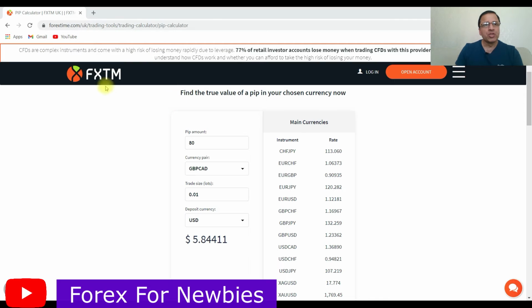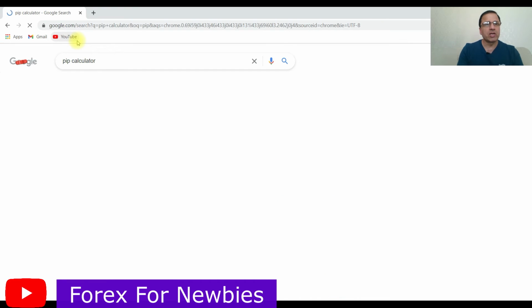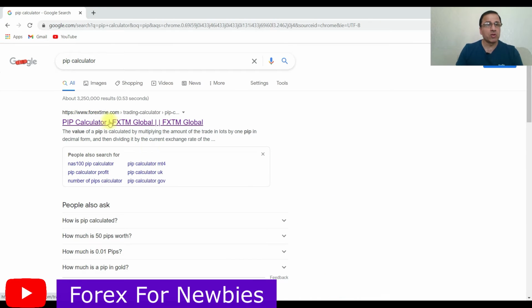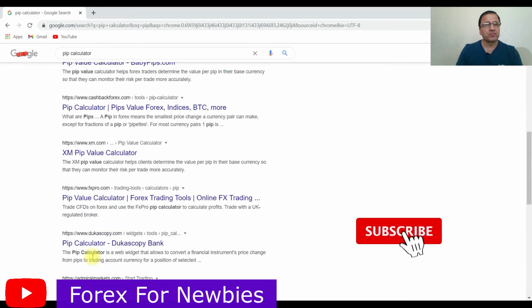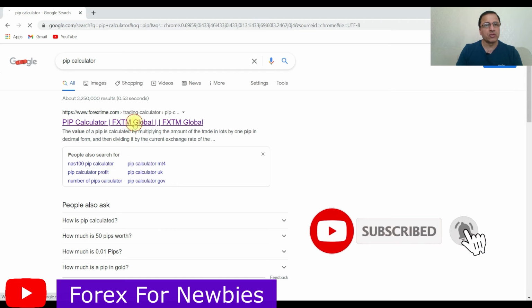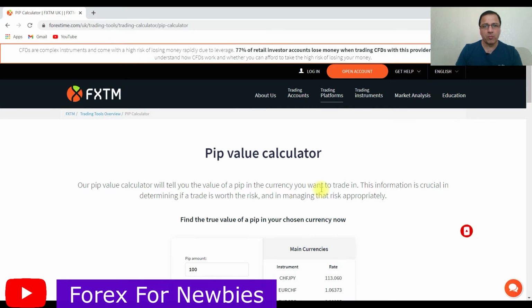Now this tool is, if you go on Google and write pip calculator and click on the pip calculator, the top one that will probably open is FXTM Global. Now, there are many that you can try if you want to, but I like this one. You click on that and the pip value calculator from FXTM will open.